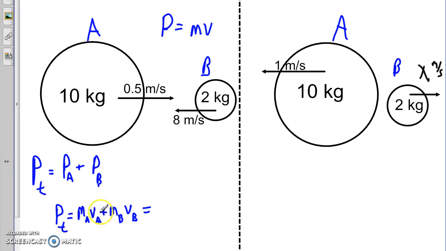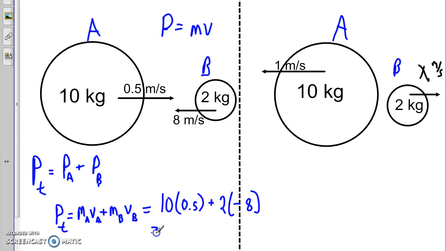Okay, hopefully you paused. Here's what we have. Again, the mass of A is 10 kilograms times the velocity of A, which is 0.5. Now since that's going to the right, I'm going to assume that's positive, plus the mass of B times the velocity of B. Now here again, this is a velocity, so I'm going to put -8 since it's going in the opposite direction. It's going to the left.